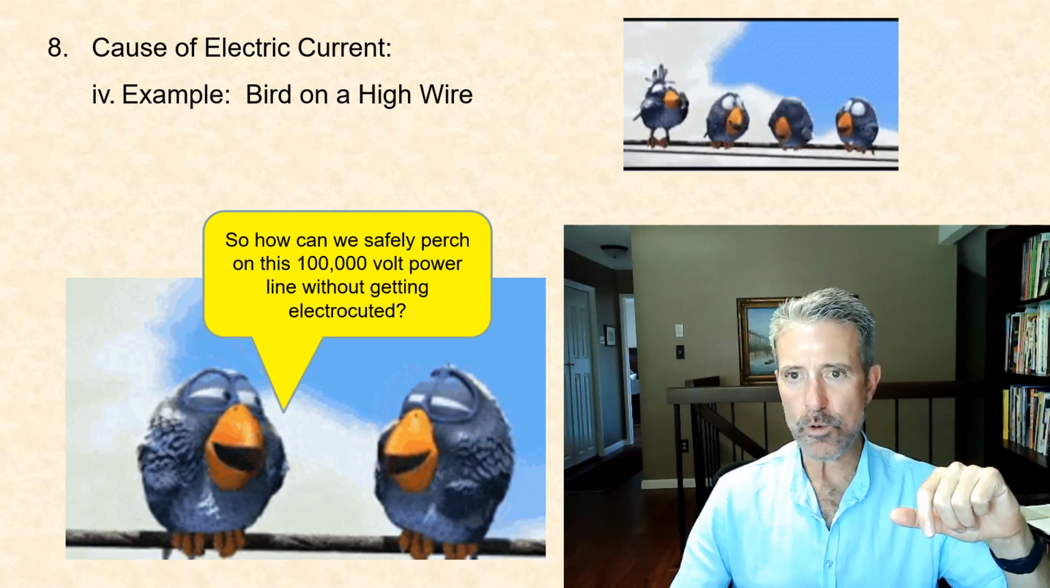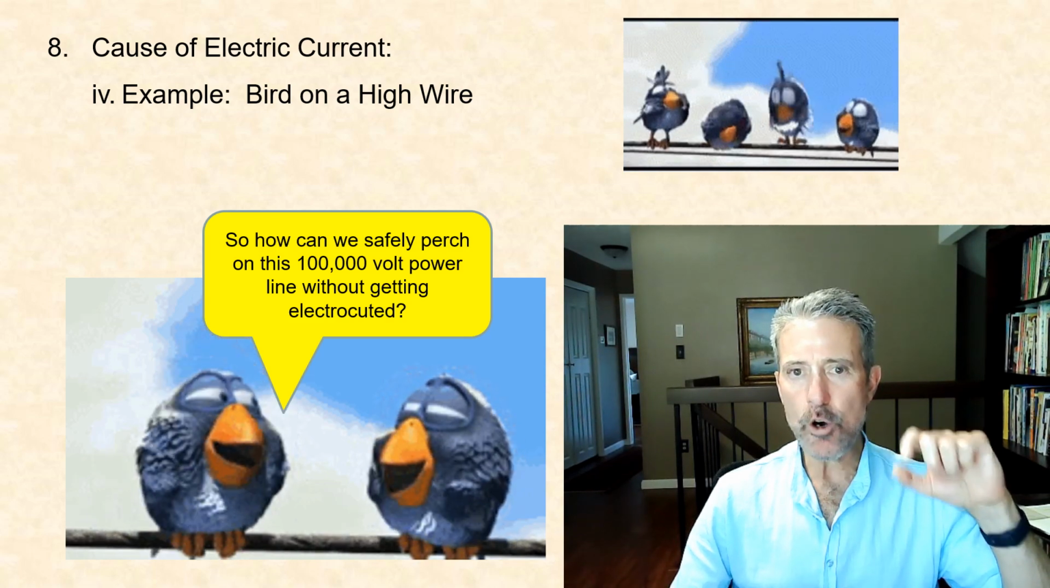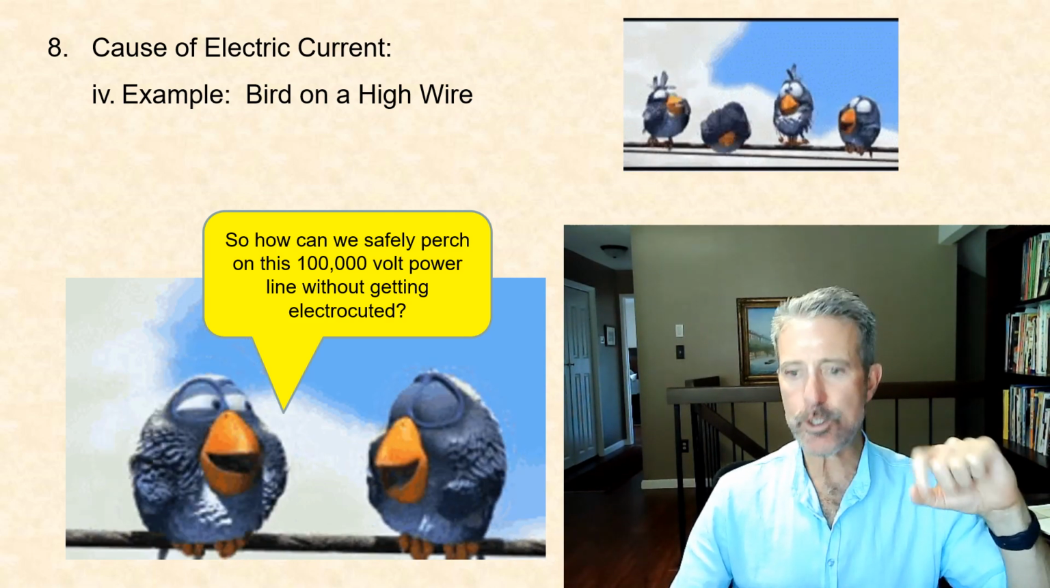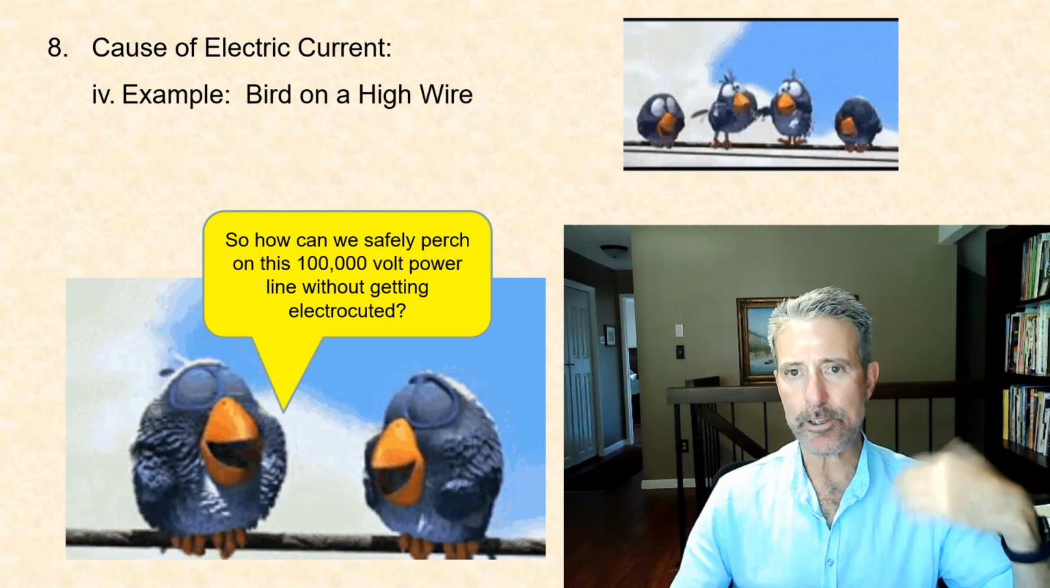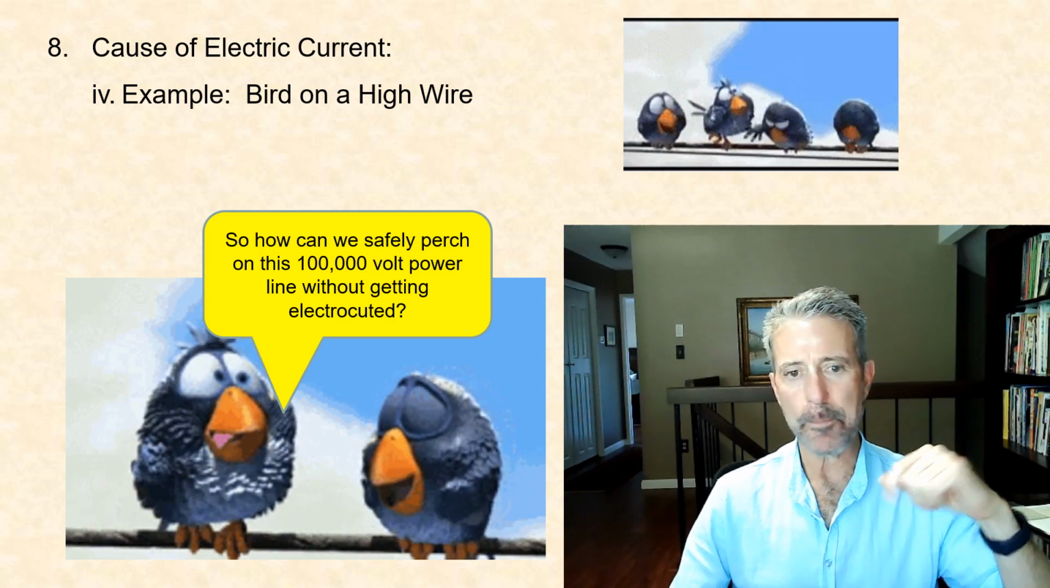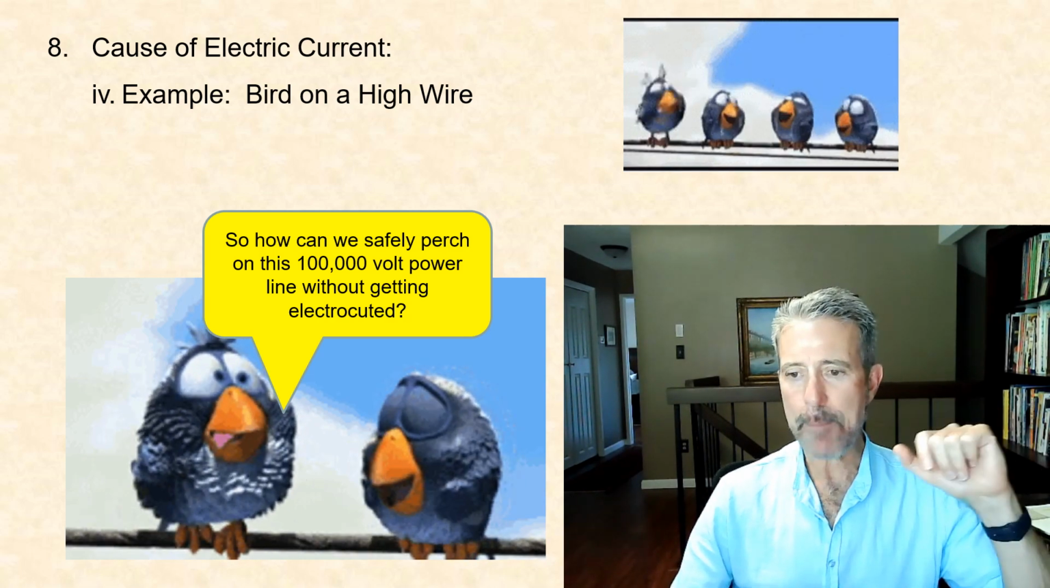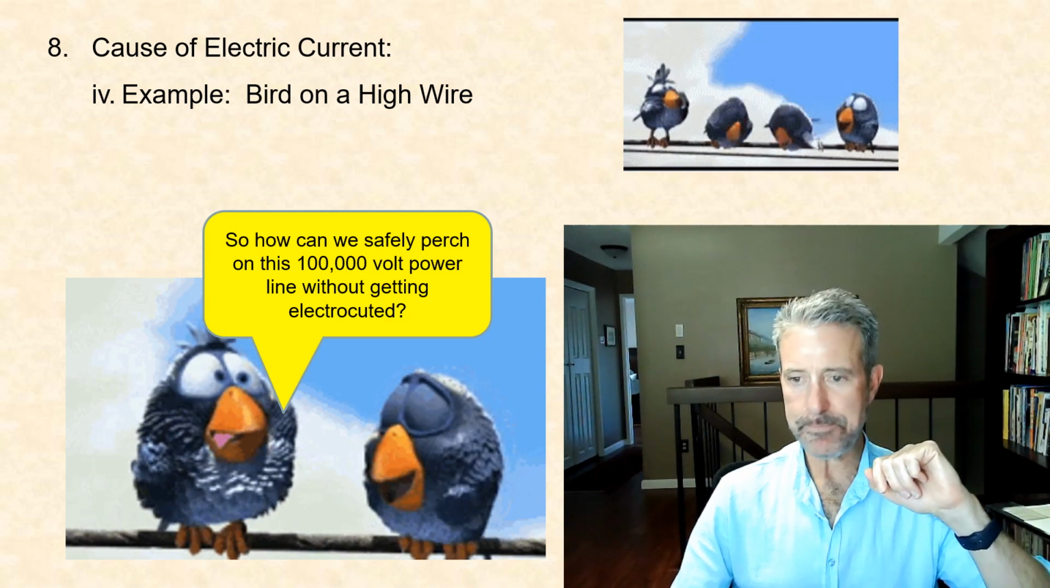There is no current. There is no electric potential difference across the bird's body that could cause charge to flow. So you can see why these birds are happy and singing.